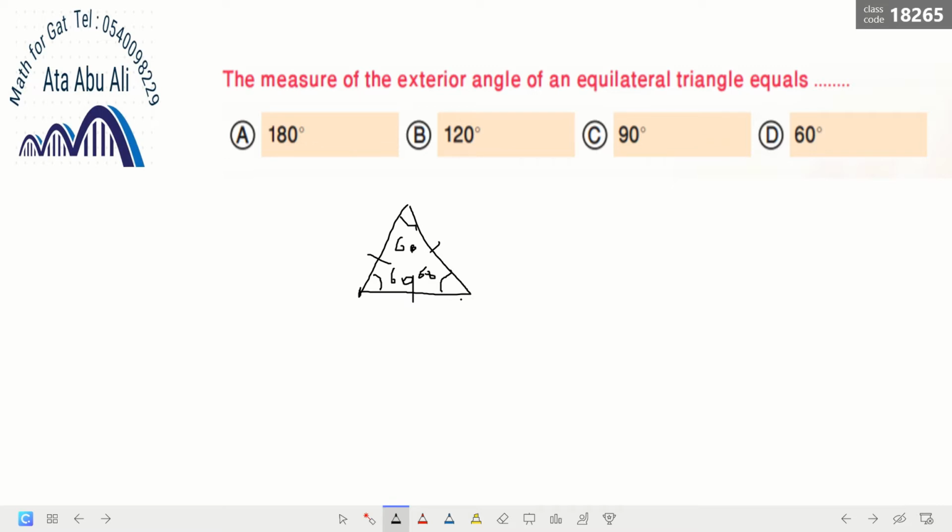So if I make it an exterior angle, this is an exterior angle. We know that the sum of these 2 adjacent angles is collinear, that means it's 180. So if we subtract 180 minus 60, that is equal to 120. So the answer is equal to B.